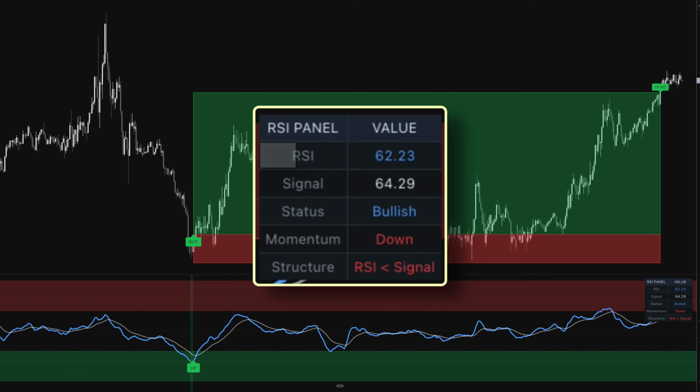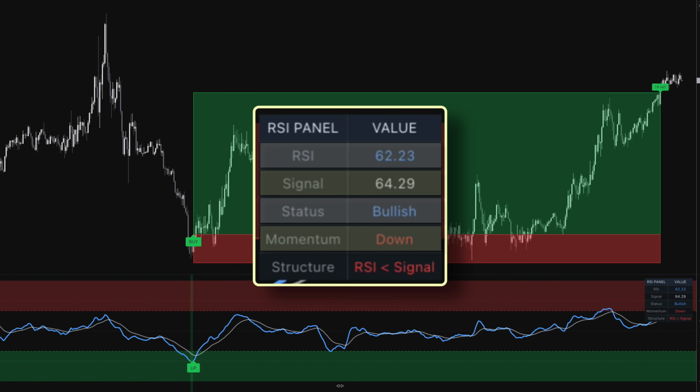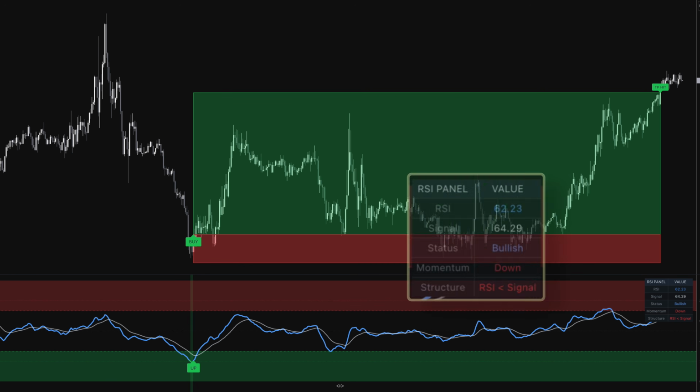The status panel shows live RSI and signal values, a zone status label, a momentum direction derived from the 1-bar RSI delta, and whether RSI is above or below its signal line. It is readable and covers the essential state at a glance.